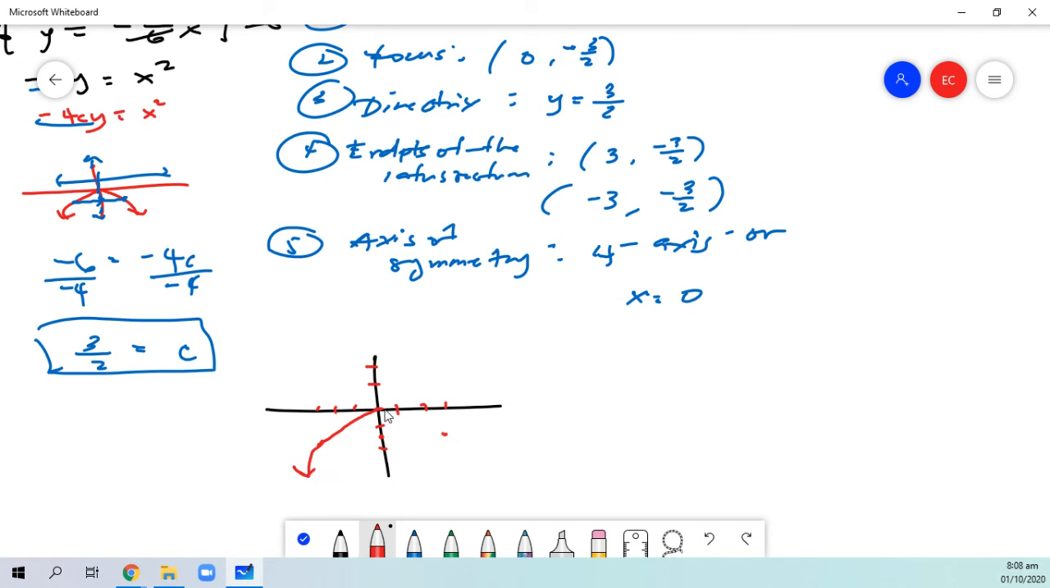So this is our parabola. This is our focus. So this is our latus rectum. And the directrix is y is equal to 3 halves. So the horizontal line passing through 3 halves. And the axis of symmetry is the y-axis.